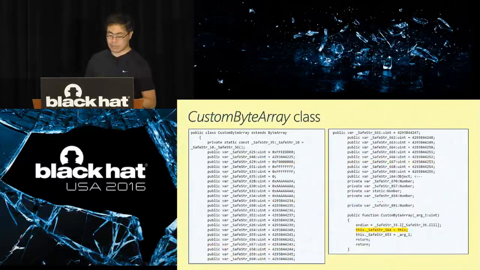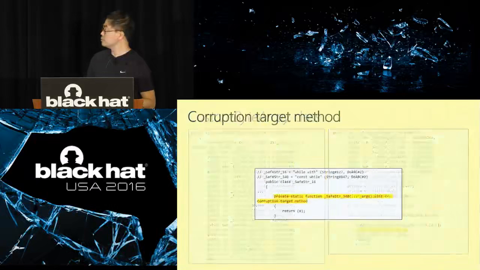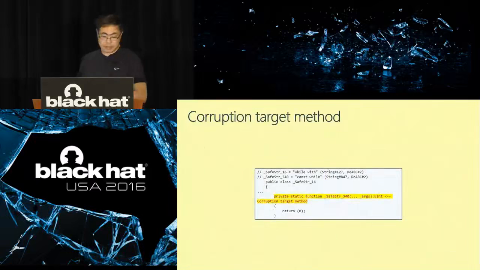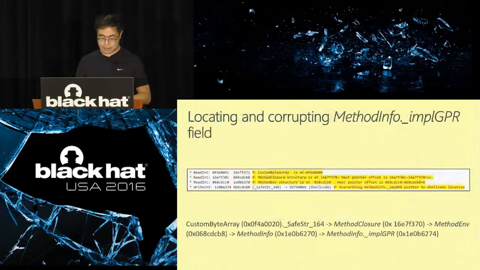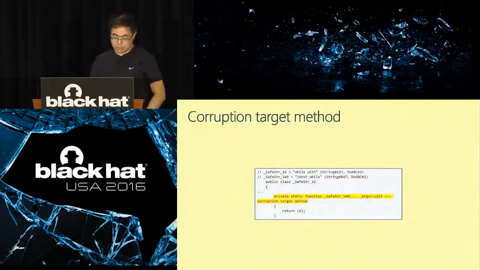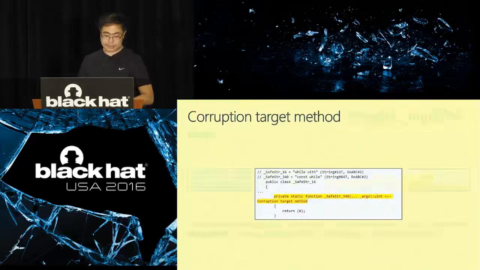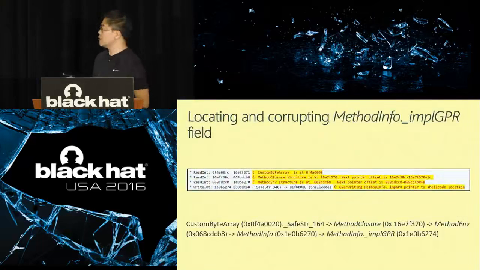And there are some assignments there to initialize some variables. Yeah, here is the actual corruption target method. It doesn't have anything inside it, it just returns 0. It's just a blank method. And this blank method is actually the corruption target. And these 4 lines of Flash Hacker log actually show how the exploit locates the actual method info GPR.